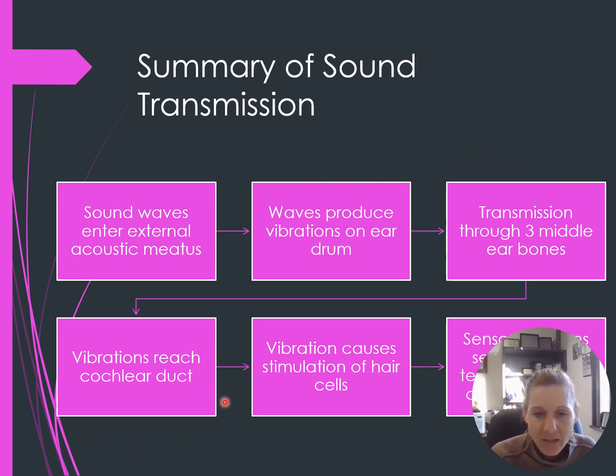Then next, those vibrations are going to travel through the round window into the cochlear duct, and the vibrations cause stimulation of those hair cells in the cochlea. And again, those are specialized mechanoreceptors, which is going to allow us to then send sensory information via sensory neurons to the temporal lobe of the cerebral cortex, which is where we find the auditory cortex.